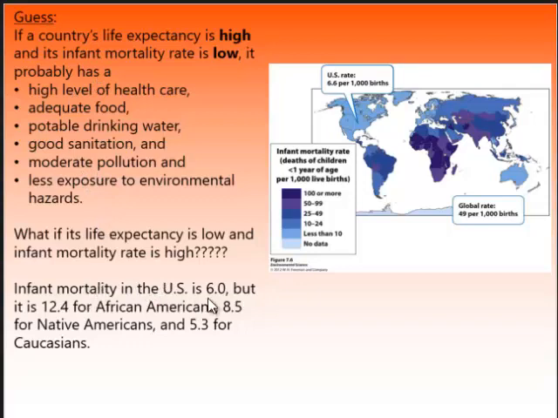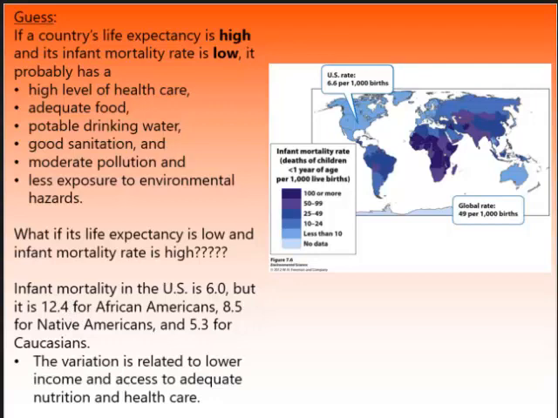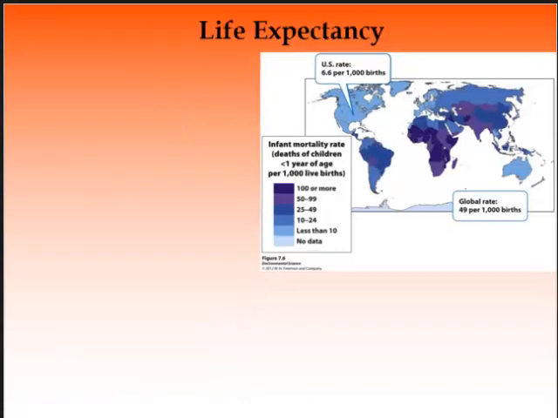So the infant mortality in the U.S., as I said, is pretty low compared to the world. It's around 6.6 on this map. But some things that you need to pay attention to, it's much higher for African Americans, Native Americans, and Mexican Americans, Hispanics. It's higher for all of them. And this is related to lower income and less access to adequate nutrition and health care.